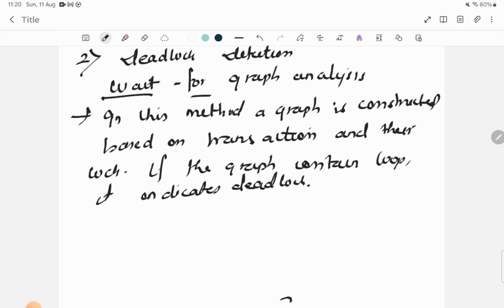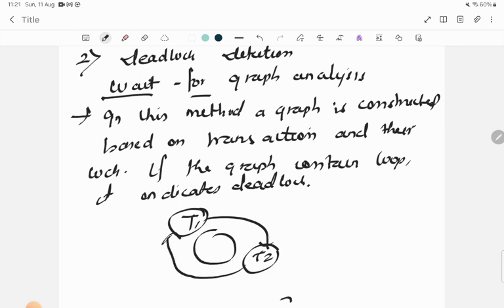After this I'll go to a question part and there we'll discuss. For example, if there is a transaction T1 and a transaction T2, and the graph becomes like this, it means that it is a cyclic graph, so a deadlock is going to happen. This is how deadlock is detected here. For deadlock detection we can use a number of algorithms, generally wait-for graph analysis and others.